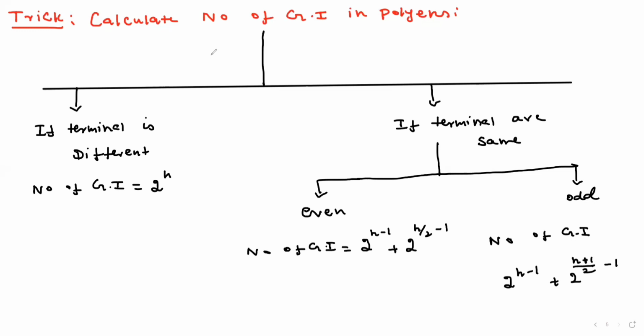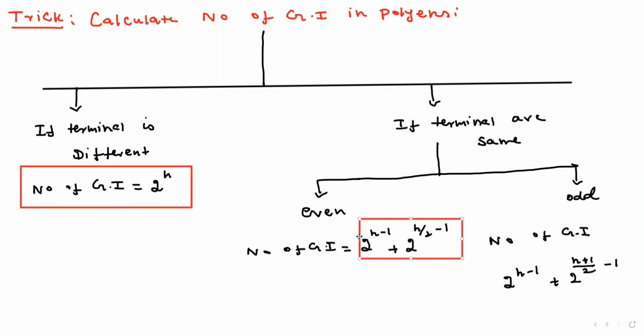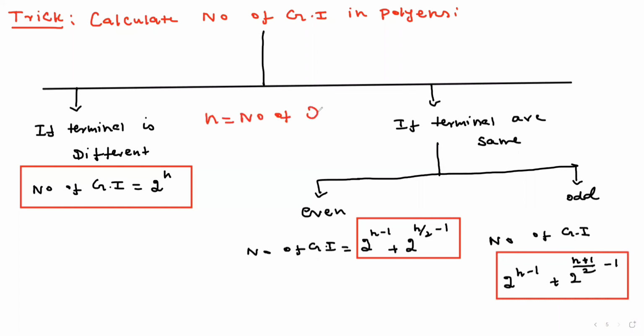Based on this, we can find out the number of GI without drawing the structure, using a trick. Please note, it's a formula to find out the number of GI in the case of the polyene system. What is n? Please know the n value. N is equal to the number of double bonds in the polyene.